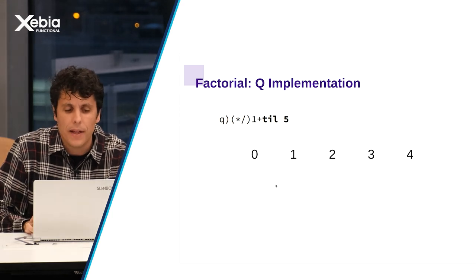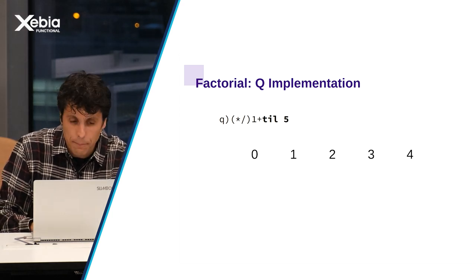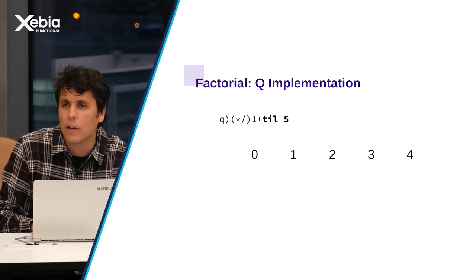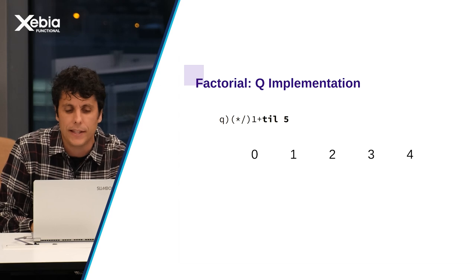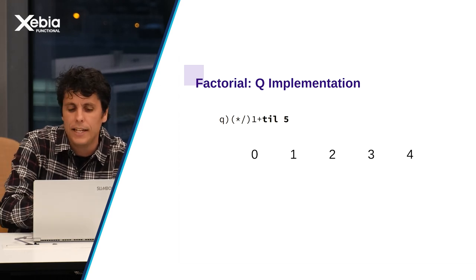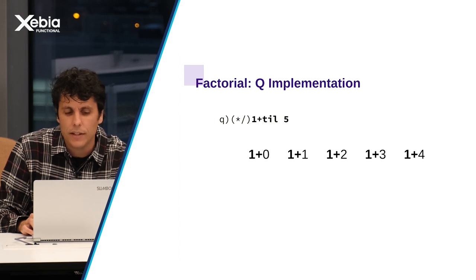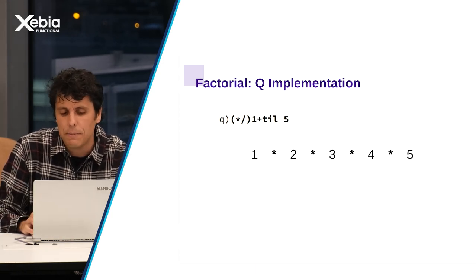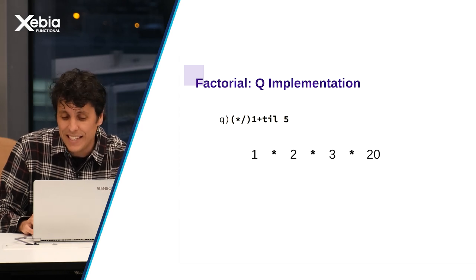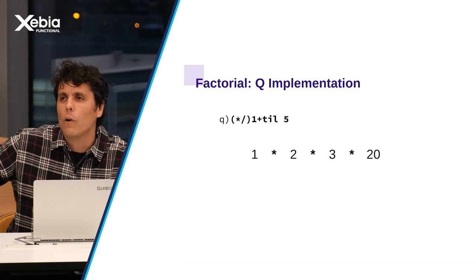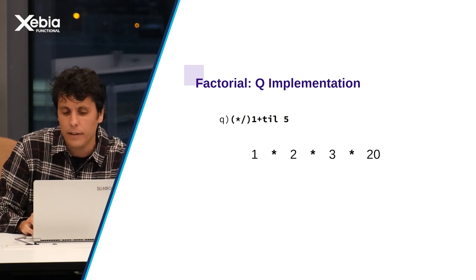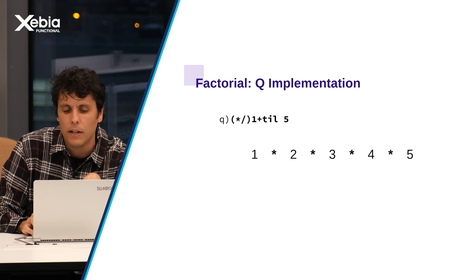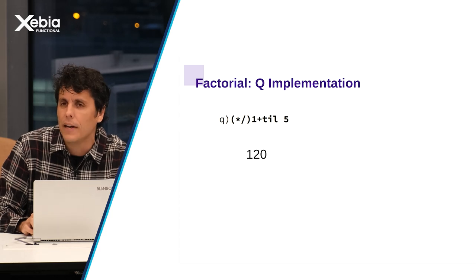So now we are going to see that the conceptual solution is not very far from the code that we have just created. So first of all, we have this til 5. We get the 0, 1, 2, 3, 4. Then we sum the units. We get 1, 2, 3, 4, 5. And then we simply apply the multiplication over all the elements. 1 times 2 times 3 times 4. So the only difference here is that in Q, we consume from right to left, remember. So first of all, we multiply 4 times 5. Then we have 3 times 20, 2 times 60. And finally, we get the 120.